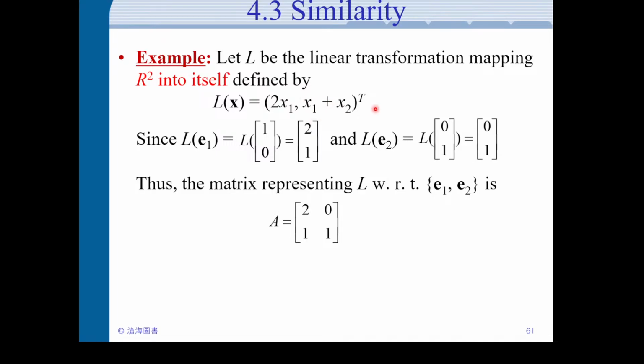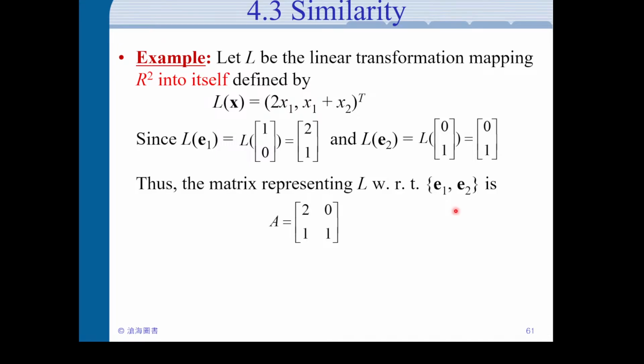And we know how to find the matrix representation of this. We map L of E1 and L of E2. L of E1 will be 2 and 1 here, and L of E2 will be just 0, 1 here. So 2, 1 and 0, 1, and we just put them into a matrix of 2, 1 and 0, 1. This is our matrix of L with respect to E1, E2.